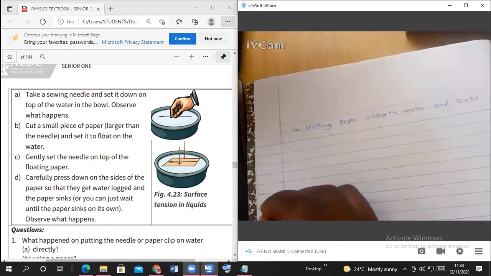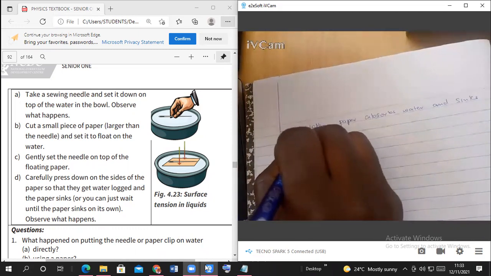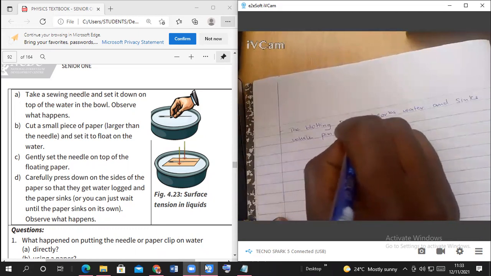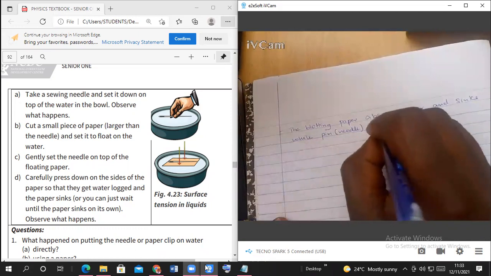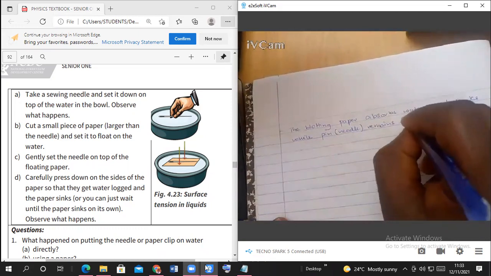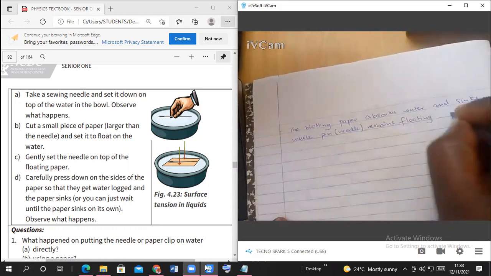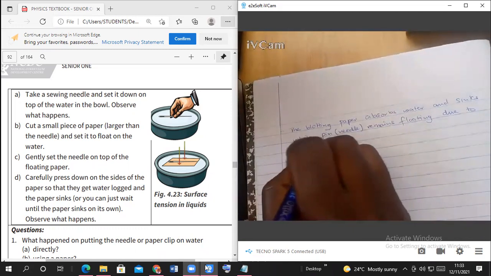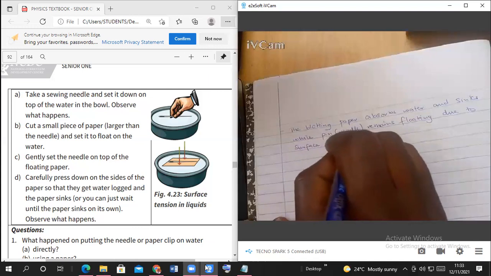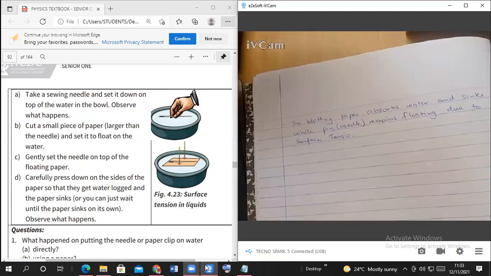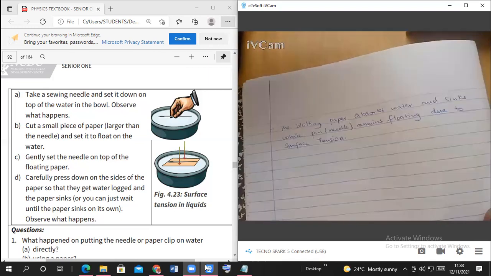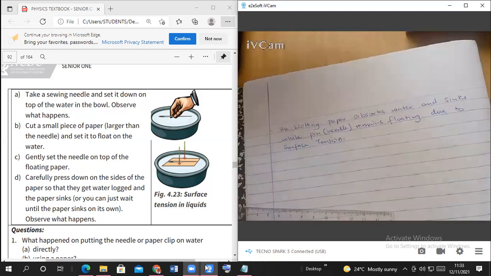Okay, and sinks, while the pin or the needle does what? Remains floating. Due to what? Due to surface tension. Okay, due to surface tension. So that is how you can demonstrate surface tension.